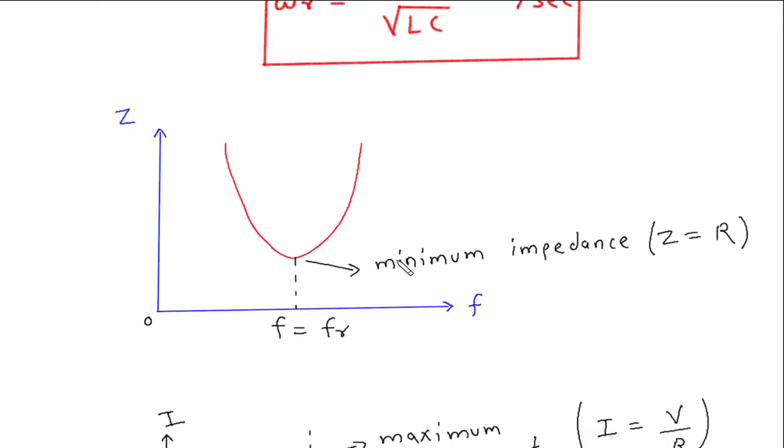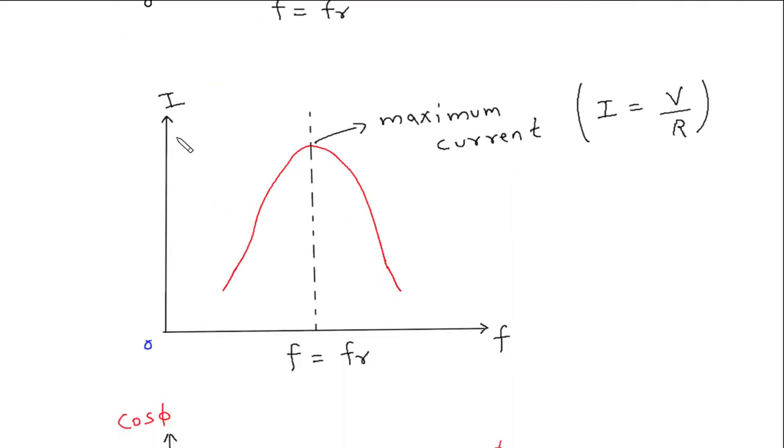Now we will see the relation between impedance and frequency. So here we can see at this point this will be the minimum impedance, that is Z is equal to R. At this resonant frequency the impedance will be minimum. Now this is the relation between current and frequency. So at this point the current will be maximum. At resonant frequency the current will be maximum and I is equal to V by R.